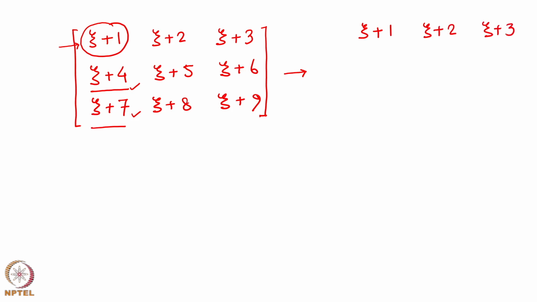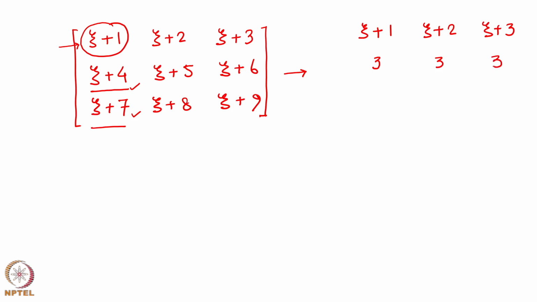The second row changes by second row minus 1 times the first row. If we do that, then we have xi plus 4 minus xi minus 1, that's 4 minus 1, 3. Then this will be xi plus 5 minus xi plus 2, that will be 5 minus 2, 3. And this entry will once again turn out to be 3.